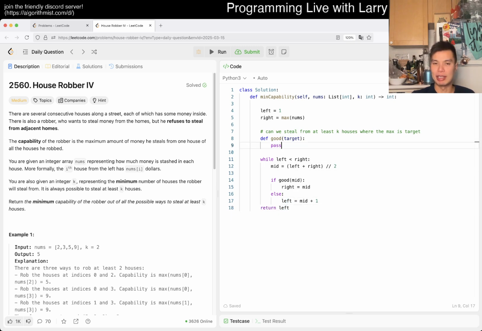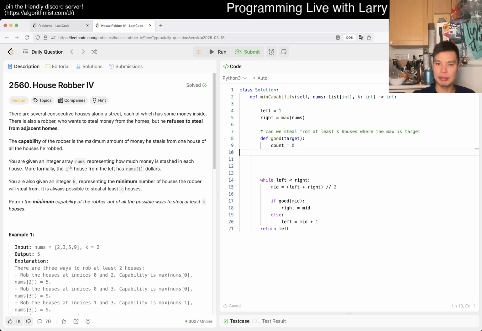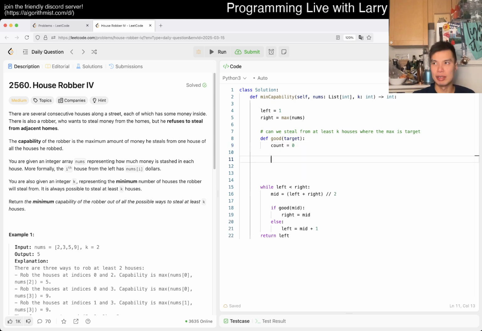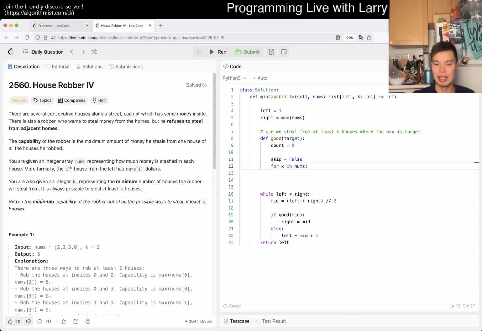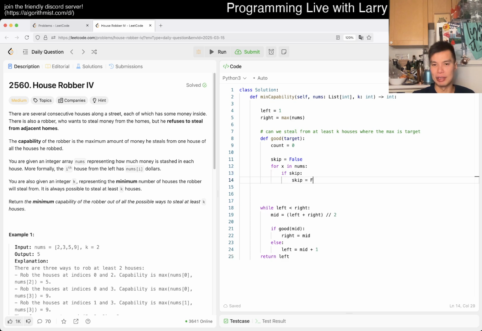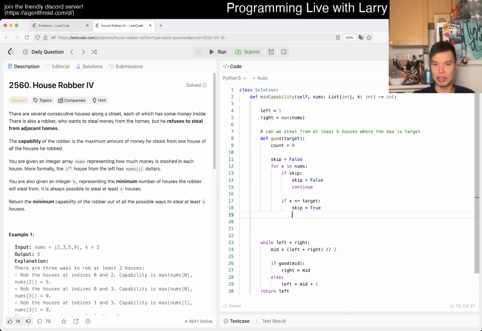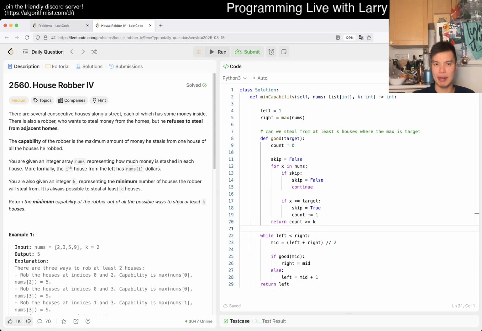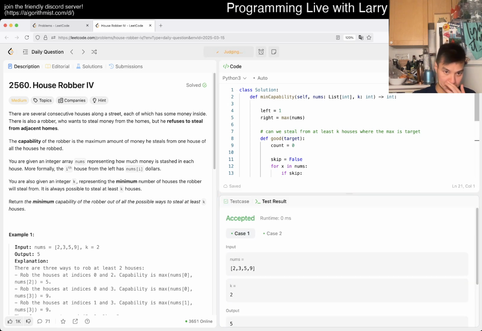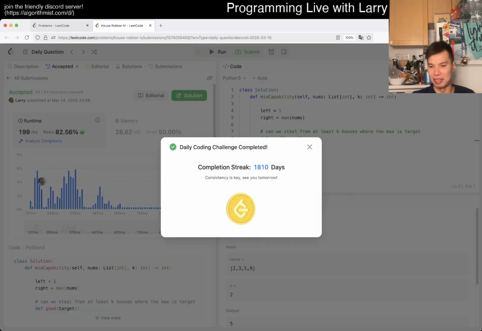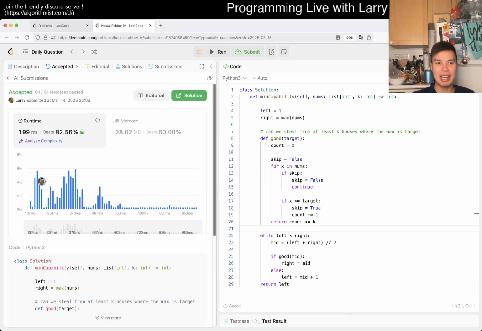But now we have to implement this, right? So here we have count equals 0. And then let's just say we have skip is equal to false, right? So for x in nums, if skip, then we set skip equal to false, and then we just skip. Otherwise, if x is less than or equal to target, skip is equal to true, right? And that's it, unless I mess something up, which frankly has happened a lot. But yeah, that's all I have for this one.